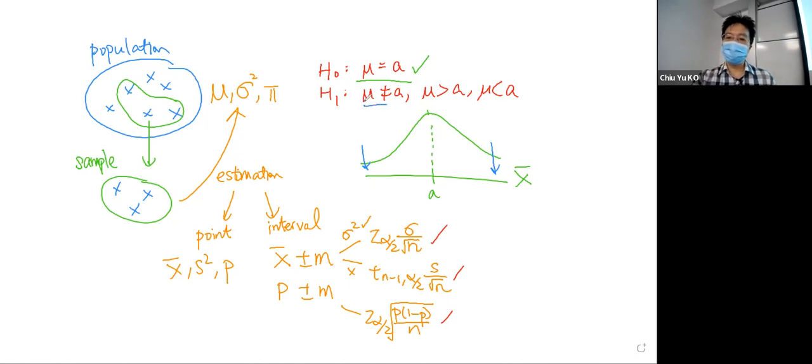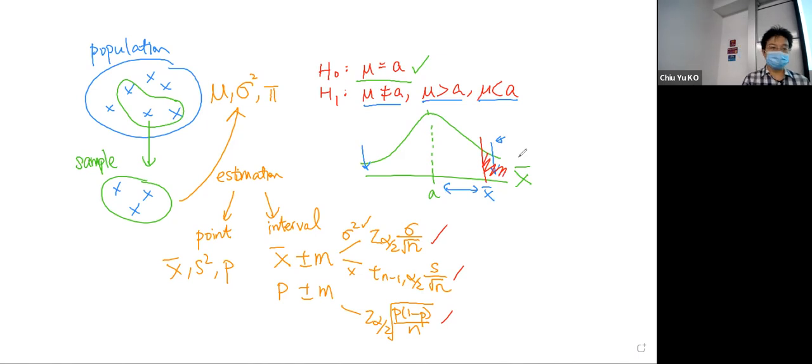If the alternative is not equal to, then both of these are considered evidence against the null. If your alternative is one-sided, then only this side will be considered as evidence against the null. Then we ask how far away X bar, your data, is considered big enough. We look not at the distance, but at the probability.